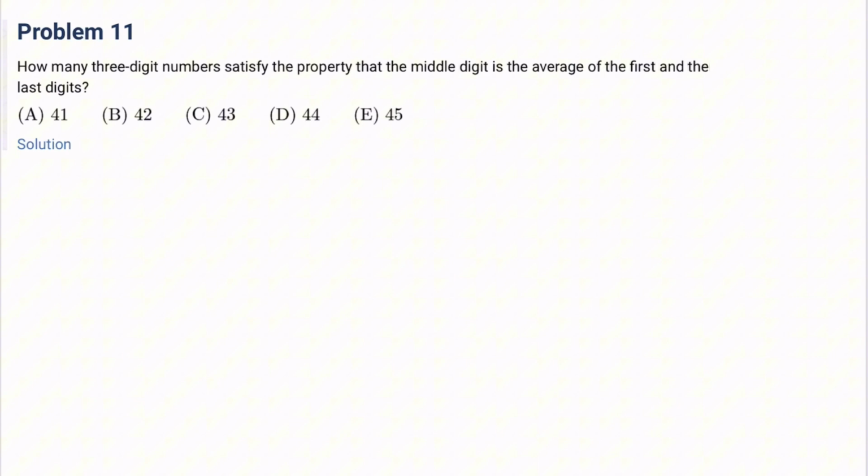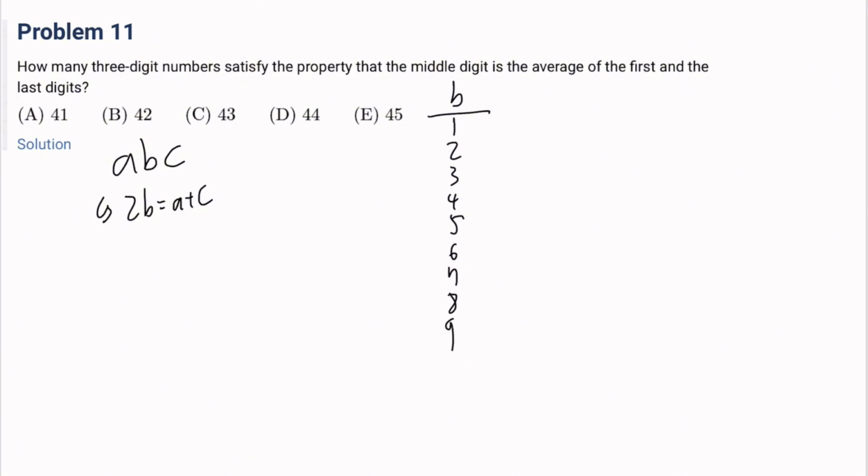Okay, so let's say that the 3-digit number is ABC, right? 100A plus 10B plus C. Then we are going to have that 2B equals A plus C, right? And so if we list possible values of B, B can be everything from 1, 2, 3, 4, 5, 6, 7, 8 up to 9, right? And so if B is 9, then how many values for A and C can we have?